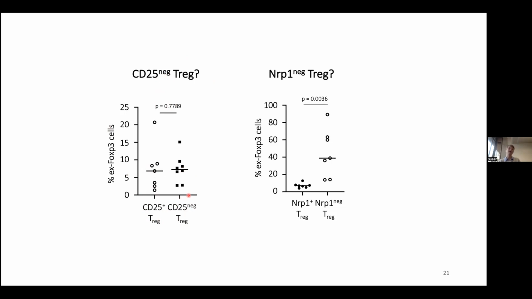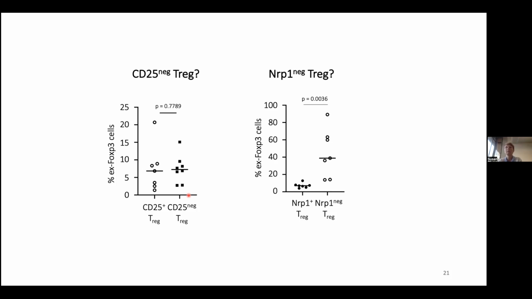And interestingly, 25 expression is just like many other surface marker expression, it's not static. So what we've seen is also that within the remaining Treg that have been transferred as 25 positive, we then find 25 negatives, or that have been transferred as 25 negative, we would then find 25 positives. So I would say that strongly argues against 25 negative Treg being a main source or a preferential source for ex-Treg. How about neuropilin?